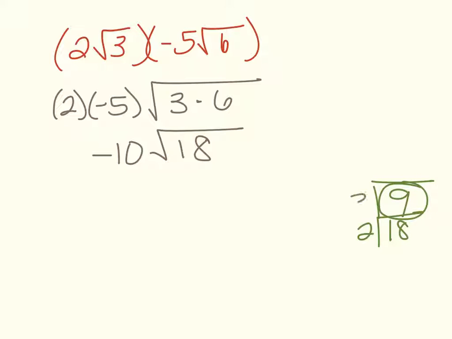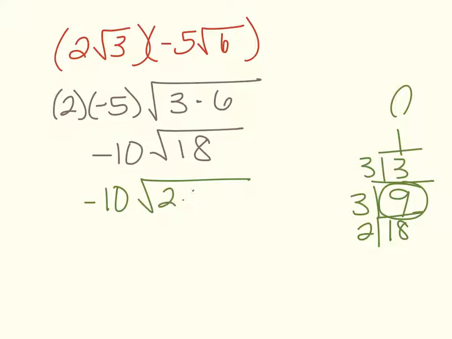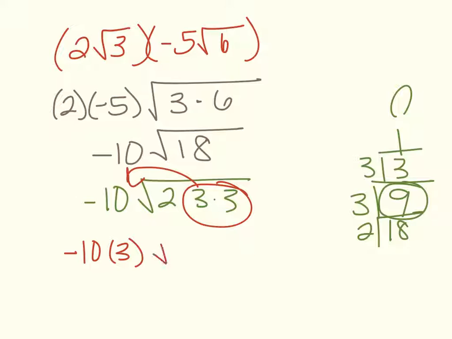If not, we can break it down. 3 goes into it 3 times. 3 goes into it 1 time. So what I'm looking at is negative 10 rad 2 times 3 times 3. Here's a group of 3's. They're going to come out. So that's going to give me negative 10 times this group of 3's that comes out, and the 2 is left over. So my final answer here is negative 30 radical 2.